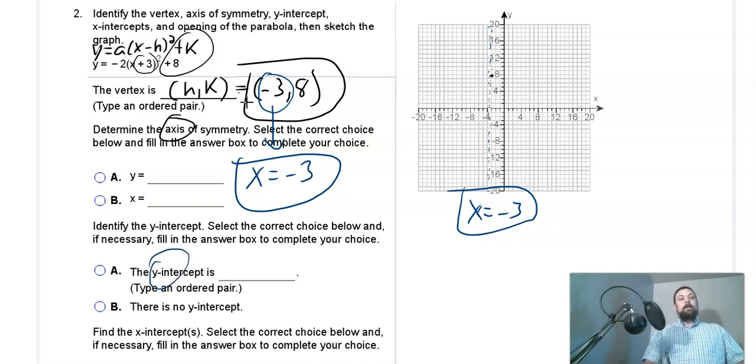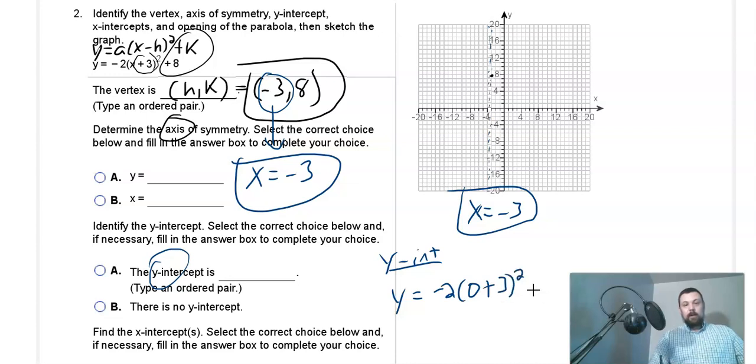The y-intercept, it's not 8. That's a common mistake students will make. You actually have to calculate it. You can't just read it off the equation this time, right? To calculate the y-intercept, you plug in 0 for x. So we're going to get negative 2 times 0 plus 3 squared plus 8. And then you're going to simplify. So we get negative 2 times 3 squared plus 8. That's going to be negative 2 times 9 plus 8.